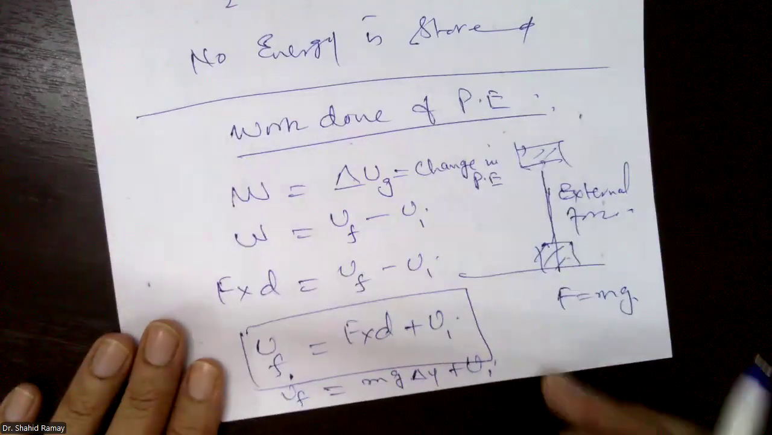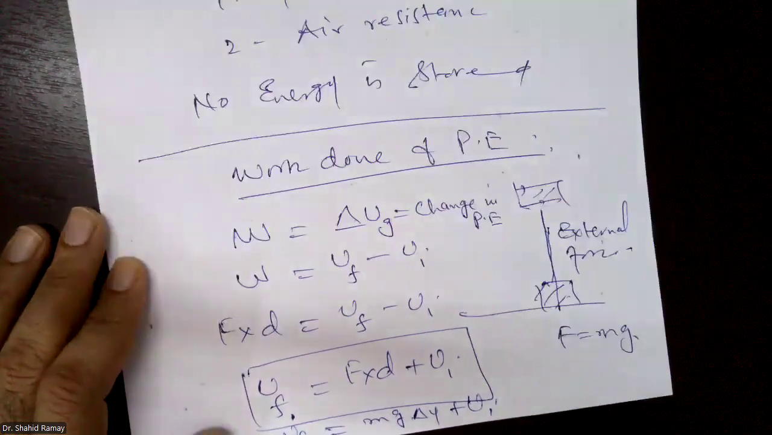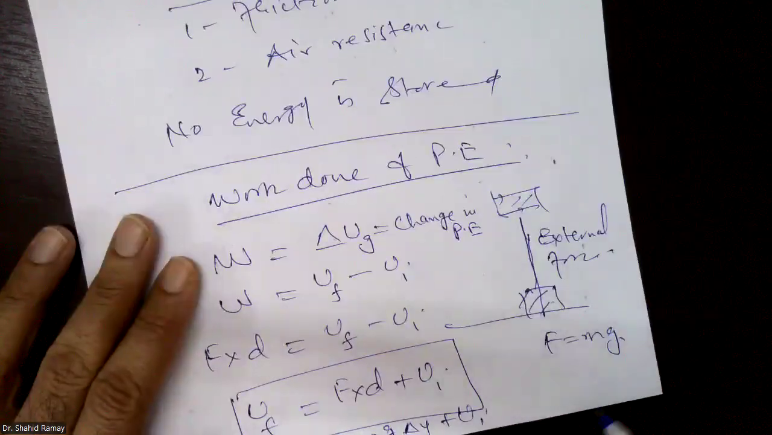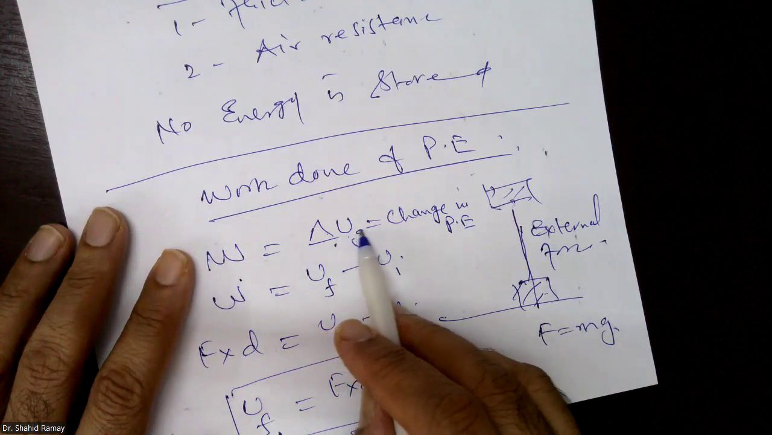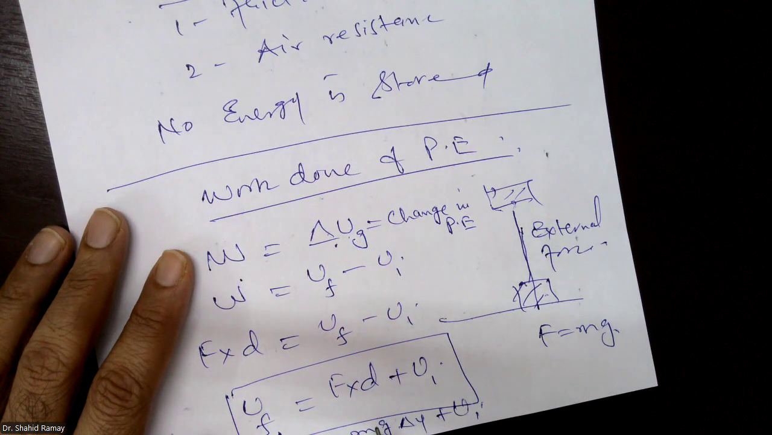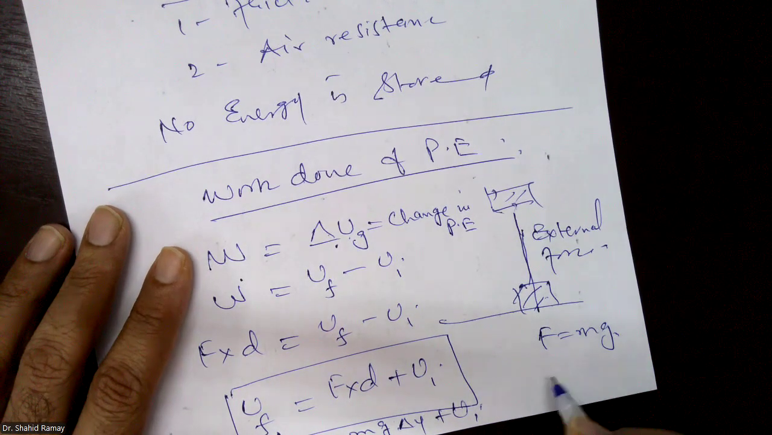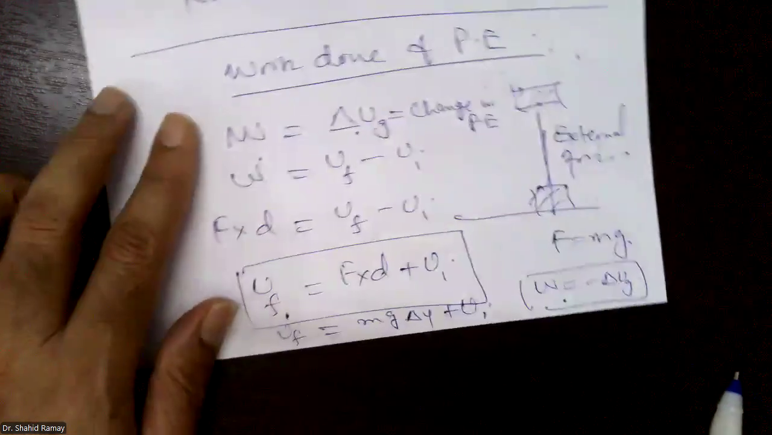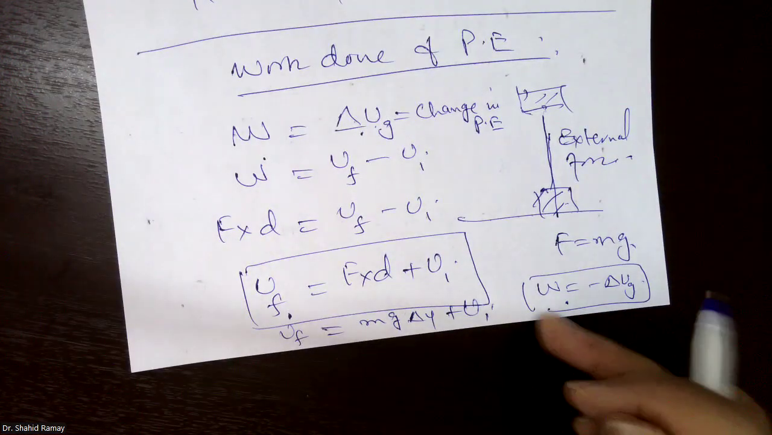So you should remember here that I'm talking about the external force. If the force is external, then we use the formula W is equal to delta UG. But if the force is gravity, then W is equal to minus delta UG. If the force is gravity. Okay, so remember this one.